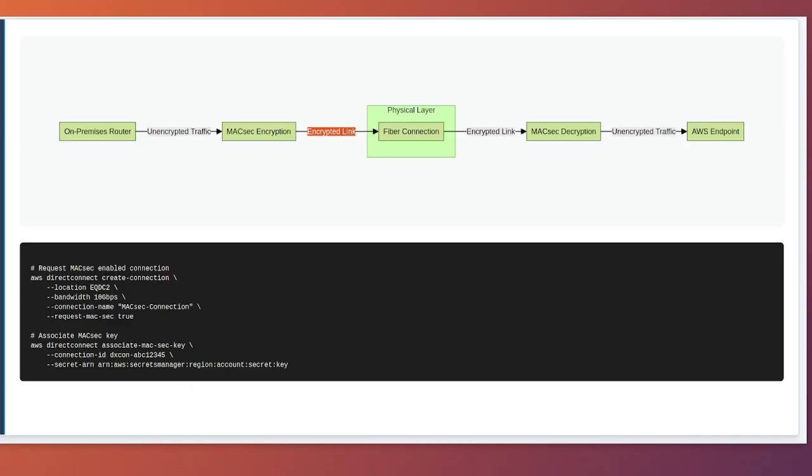To configure MACsec, your router must support the MACsec standard and must be certified for use with AWS Direct Connect. AWS maintains a list of certified devices. You create or update your Direct Connect connection to request MACsec, generate the CAK and CKN, configure them on your router, and then associate the connection with a MACsec-capable port on the AWS side. The entire process can be done without downtime if you are updating an existing connection, as AWS supports MACsec key rotation.